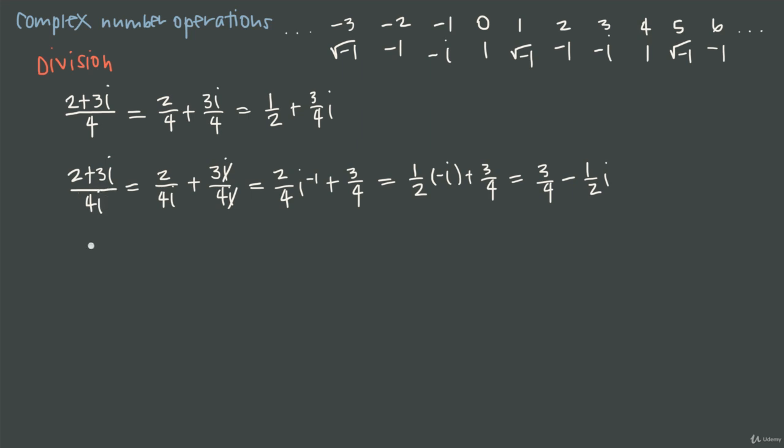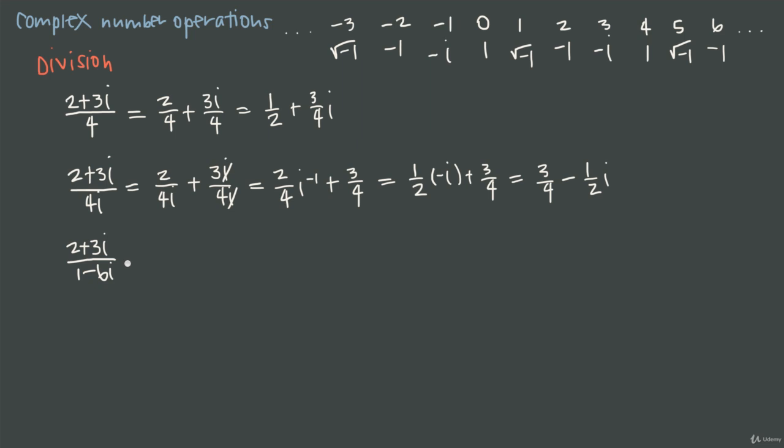But what happens when we divide by a complex number? So let's say we have 2 plus 3i, and we want to divide that by 1 minus 6i. Now at first, the way that we're going to handle this is going to seem a little bit like a trick, but you'll see why it works in just a second.